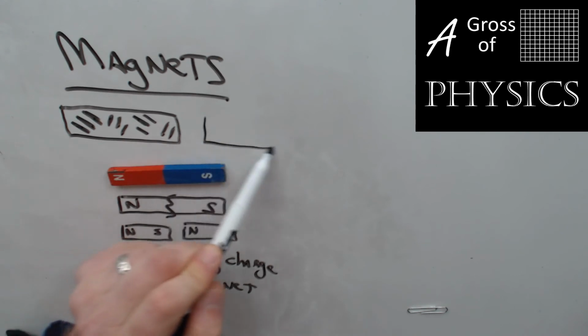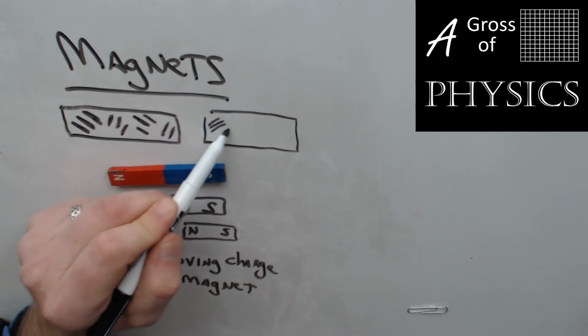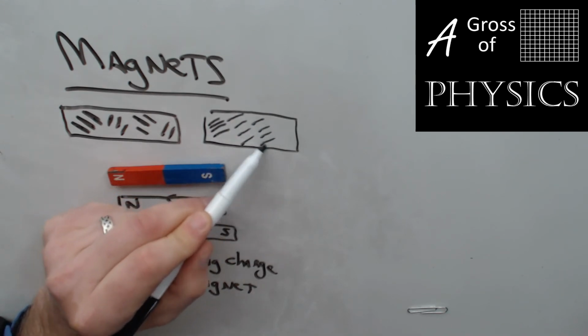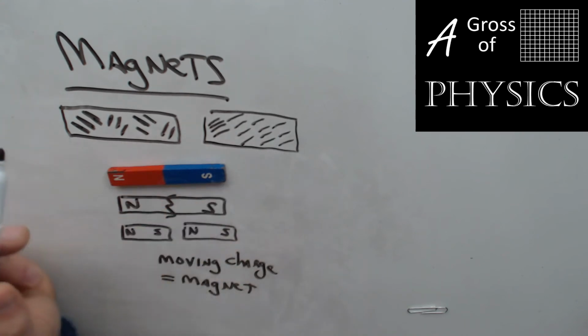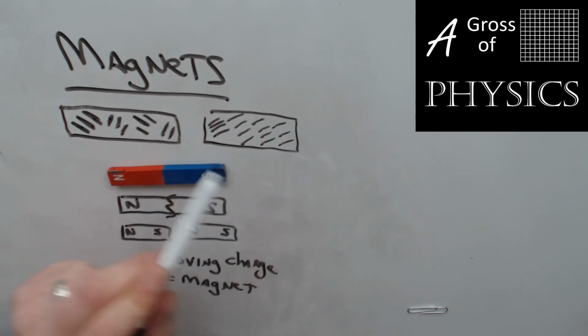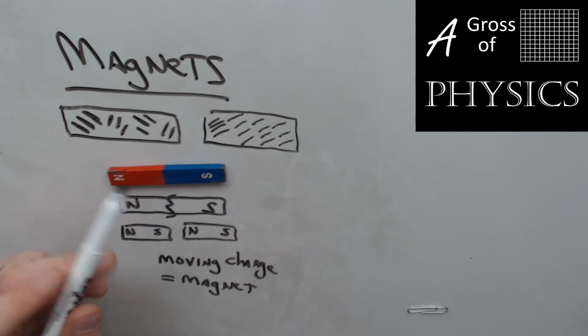Well, if we have a magnet, what happens is you have your domains and they're all aligned. And once again, this is not actually how it looks, but as an analogy, these are all lined up, so then they form a stronger magnet because they're all aligned.